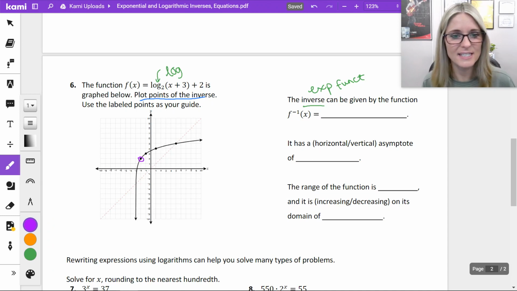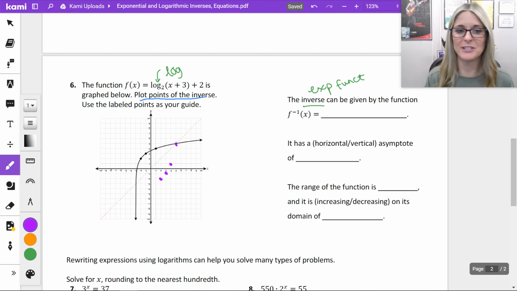They gave us (-2, 2), so I'm going to have (2, -2) in my inverse. They gave us (-1, 3), so I'm going to have (3, -1). They gave us (1, 4), so I'm going to have (4, 1). And they gave us (5, 5), so I'm actually going to be there as well. Switch your x and y, you still have (5, 5).